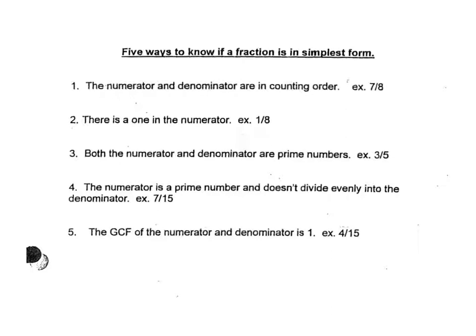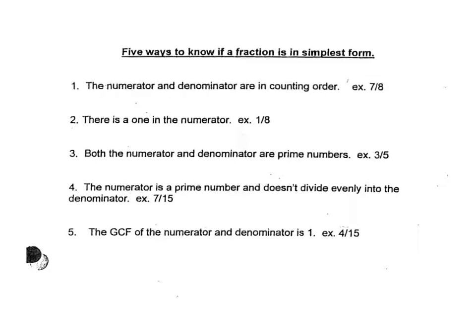Well, those great answers are those simplified fractions. They are down as low as they can go. And so these are 5 ways to know if a fraction is in simplest form. And so if it's in simplest form, you know, hey, I'm done. I don't have anything else to do. And so let's look at question number 1.